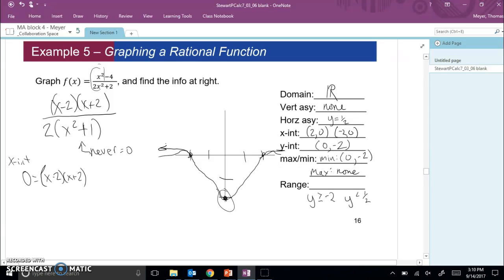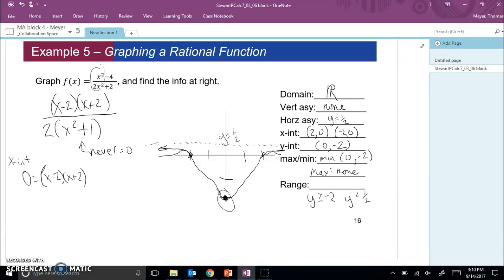And then your range. Your function never goes above the horizontal asymptote of y equals half. So it is going to always be less than y equals 1/2. But it's always going to be greater than or equal to -2 because it never drops below the minimum. So that's how you would be able to analyze that function and figure out some of those things.